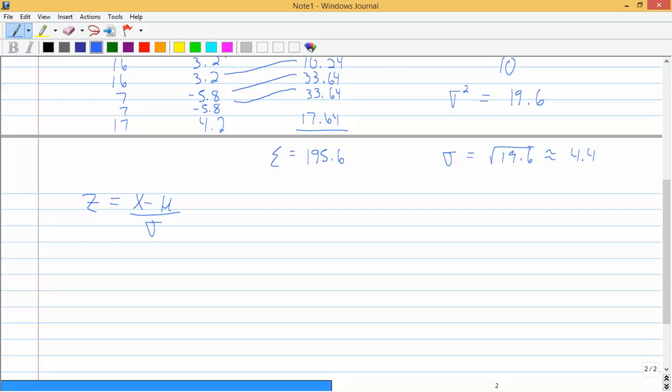You may be saying, well, these are samples. Well, you can still do that. It's just x minus x bar over s. Lowercase s is sample standard deviation. So it's the same thing. It's just a different symbol.